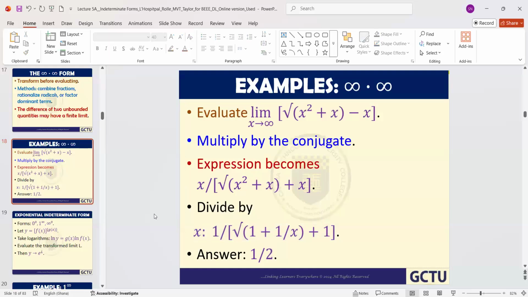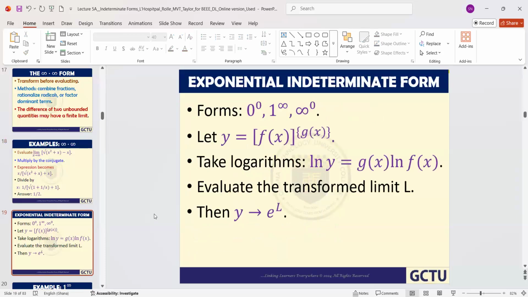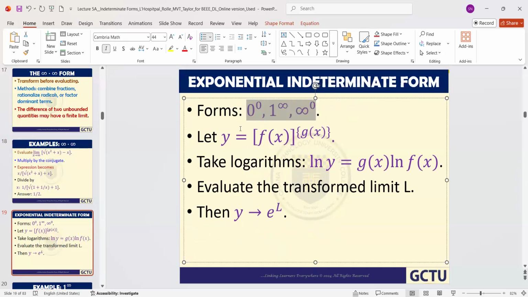So with each of the questions you get, you must check what format of indeterminate form you get to identify the correct method to use. Now, the last part of the 7 methods are the exponential ones. What if you get 0 raised to the power 0, 1 raised to the power infinity, or infinity raised to the power 0? Now, an example is this.